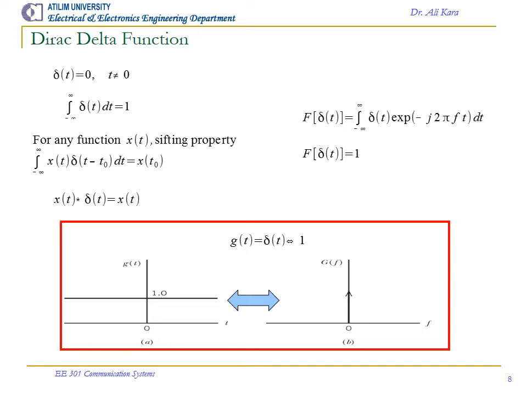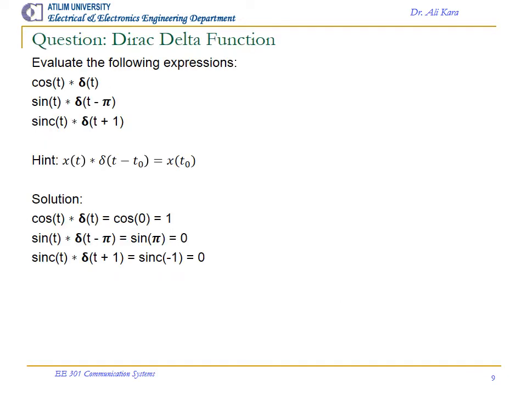Dirac delta function's time and frequency domain representations can be seen here. As clearly seen, while in the time domain the Dirac delta has a non-zero value only at the origin, in the frequency domain it occupies all of the spectrum. Question: Dirac delta function. Evaluate the following expressions: cosine t convolved with Dirac delta of t, sine t convolved with Dirac delta of t minus pi, sine t convolved with Dirac delta of t plus 1.